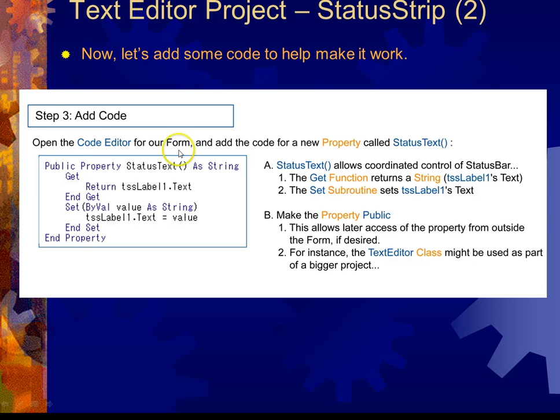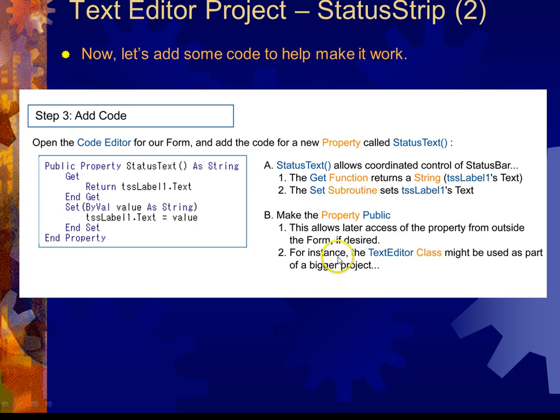Okay, all right, so let's read what he says here. Status text, this property, allows coordinated control of the status bar. The get function returns a string, TSS label 1.txt. The set subroutine sets TSS label 1's text. Again, I would say, well, why do we need to encase this in a property? Why don't we just do it directly? But it's practice for making properties. He says also, make the property public. We did that over here. Now this is important. This allows later access of the property from outside the form, if desired.